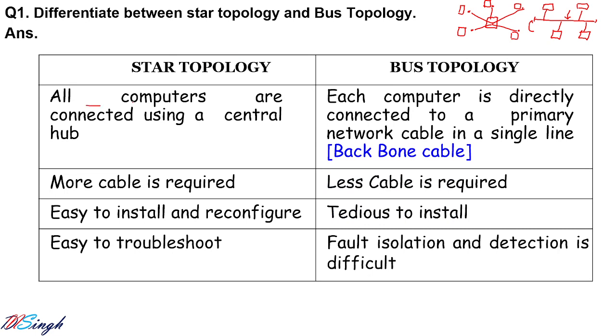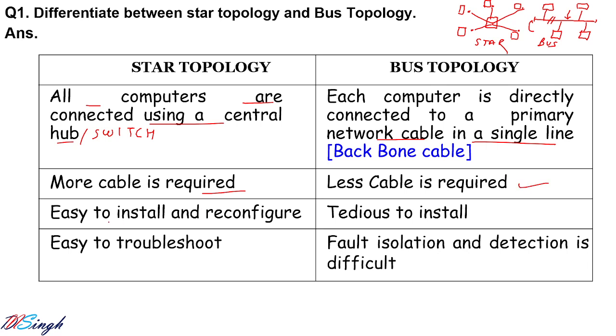Star topology, all computers are connected using a central hub or switch. Each computer is directly connected to the primary network cable in a single line, that is called what? Backbone cable. So I already told you this is backbone cable for bus topology. This is star topology. More cable is required for star topology in comparison to bus topology, because here a dedicated line from each device to the central hub or switch is required. So less cable is required in bus topology.